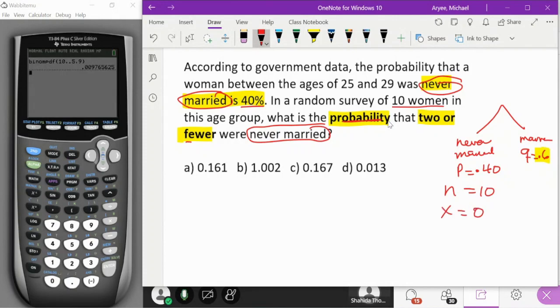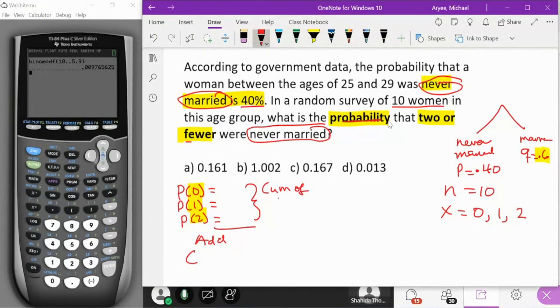2 or fewer, meaning 0, 1, 2. That's the meaning of 2 or fewer, which means that they want us to find probability of 0, find probability of 1, find probability of 2, and then add the answers. But we know that as long as it starts from 0 up to 2, it is the same as the cumulative. So this is the same as the cumulative of x equals 2. So instead of doing 3 separate things and then adding them, I can just do only one thing.